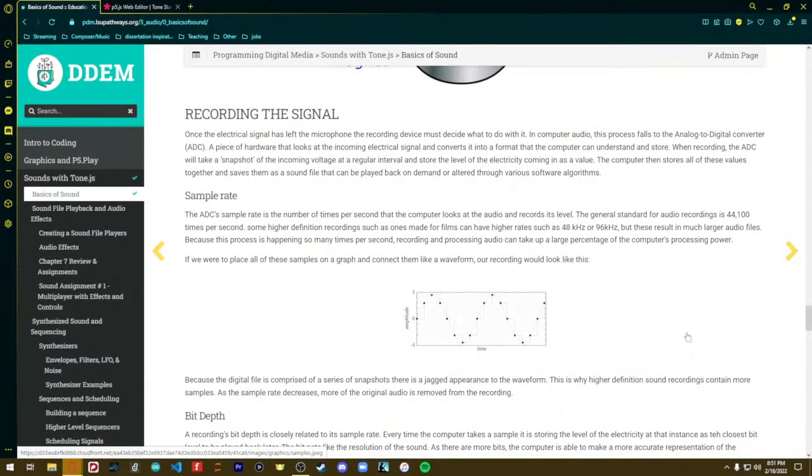In order for a computer to record the signal, again, this is specific to computers, we have to do a little bit of interesting stuff. So computers, if you weren't aware, work in what's called the digital realm. They use discrete numbers, ones and zeros, to represent things. Electricity does not have ones and zeros.